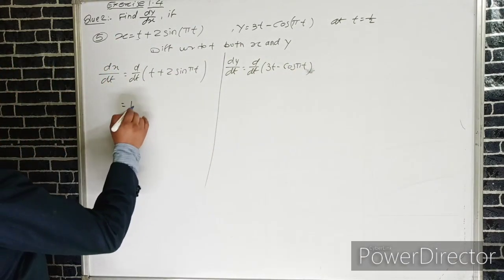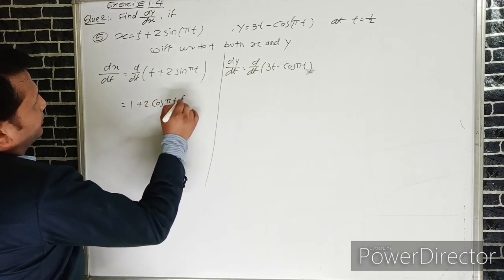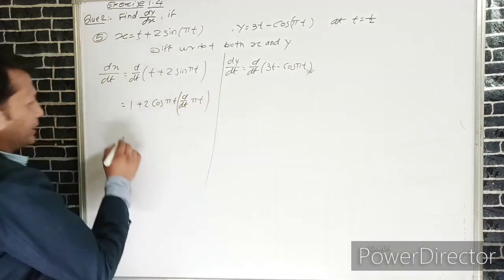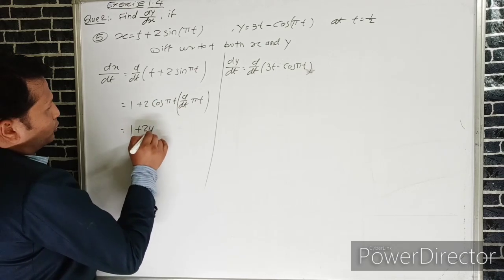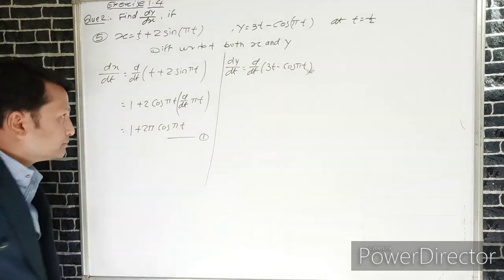The derivative of t is 1, plus 2 as it is. The derivative of sin pi t is cos of pi t, and we take again the derivative of pi t. Here we know that the derivative of pi t is pi. We can write 1 plus 2 pi cos of pi t, which is 1.